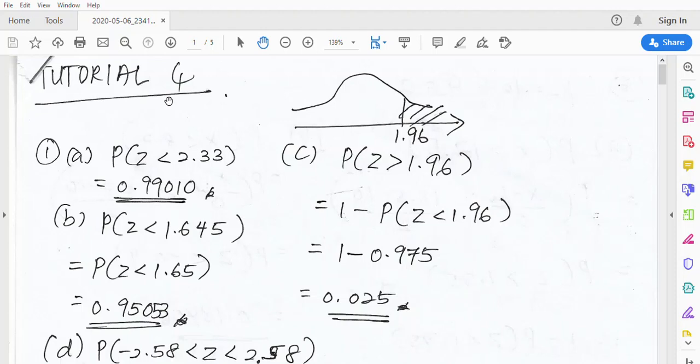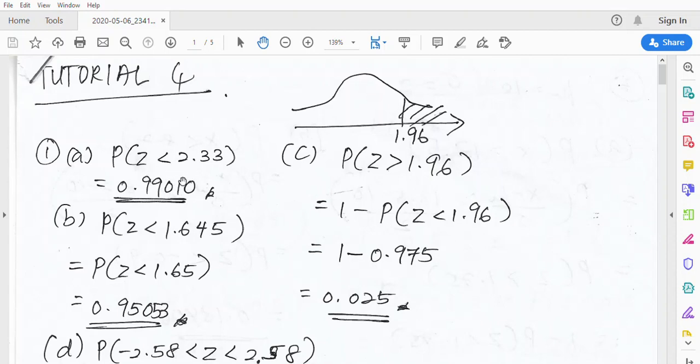Okay, good evening everyone. So today I will cover tutorial number 4. Let's start. So question number 1 is simply to find the probability for the standard normal random variable. Here we are already given the z value, which is 2.33. Since it is below, no problem, just simply take from the table, and we will get 0.9901.